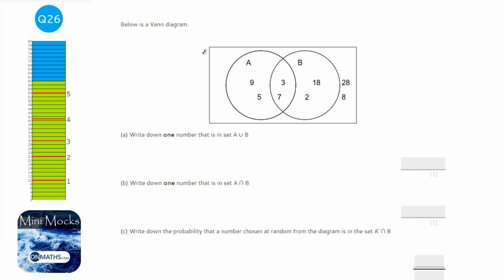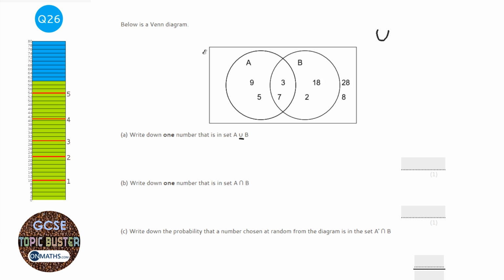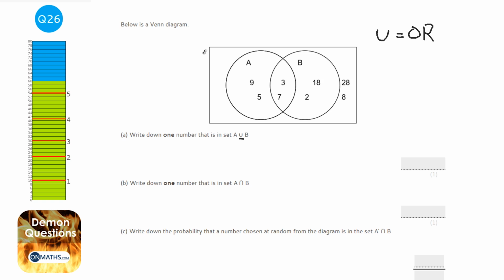Okay, for Venn diagrams it's really important to understand the notation. This symbol here means union, it just means or. It means it can be in A, or it can be in B, or it can be in both. So it's any number inside either circle. So I could have 9, 5, 3, 7, 18 or 2. Let's go for 9, but the other 5 would be correct.